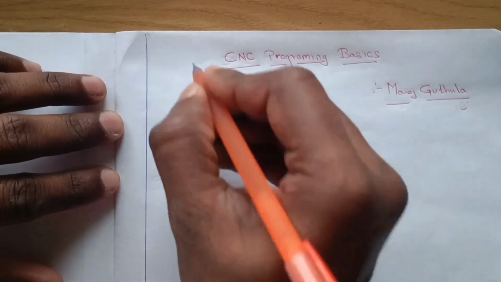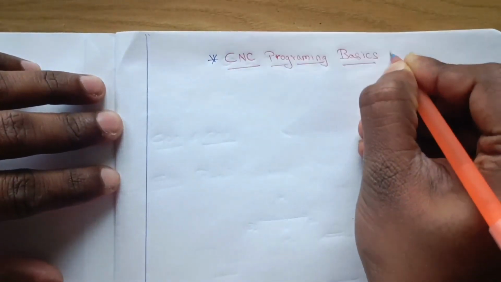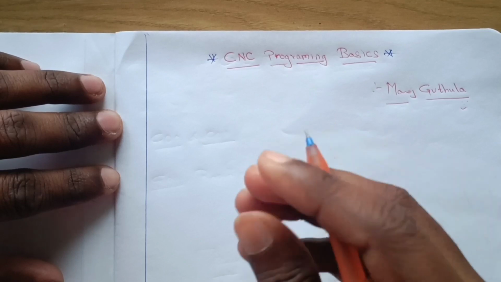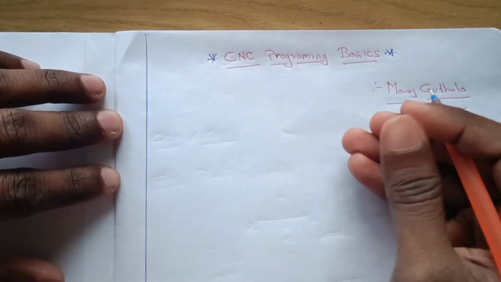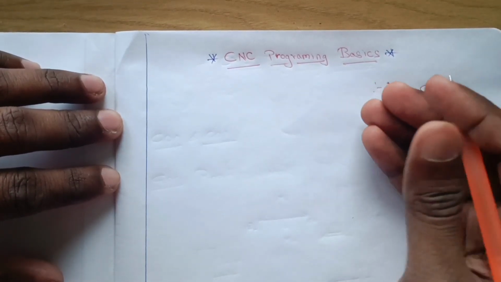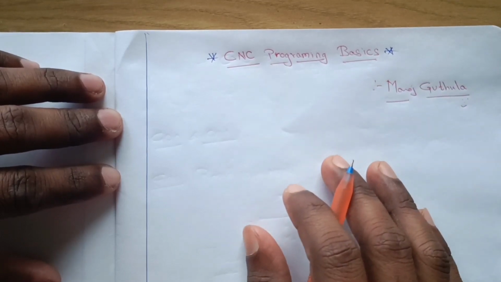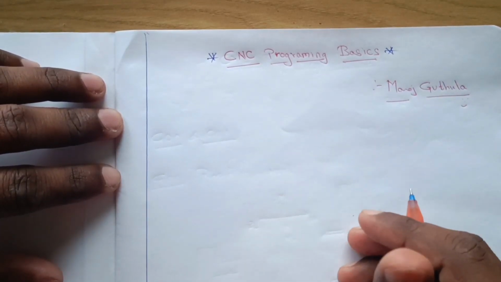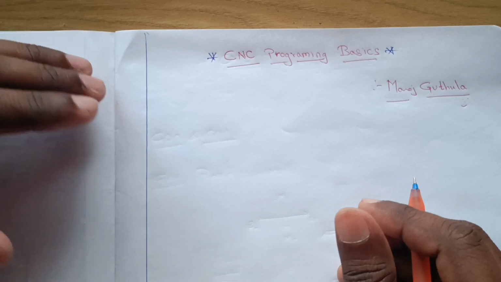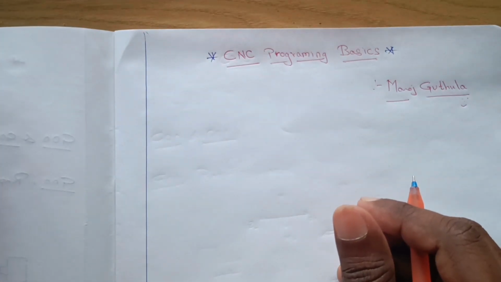We are discussing CNC programming basics. It means some basic programming, how to write a program, and what the G codes are. I have already given short information about G codes and M codes in my old videos. If you want to see it, you can go through the link in the description.